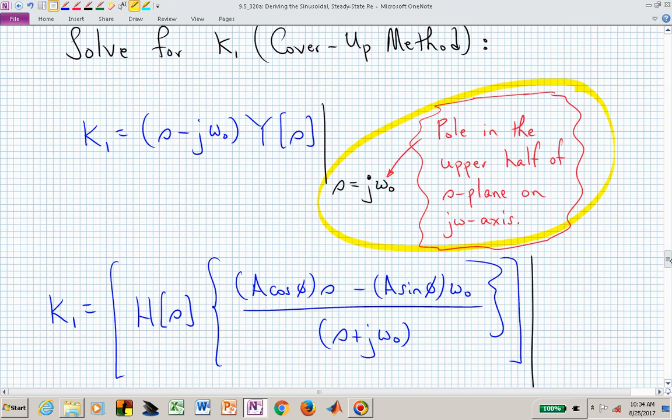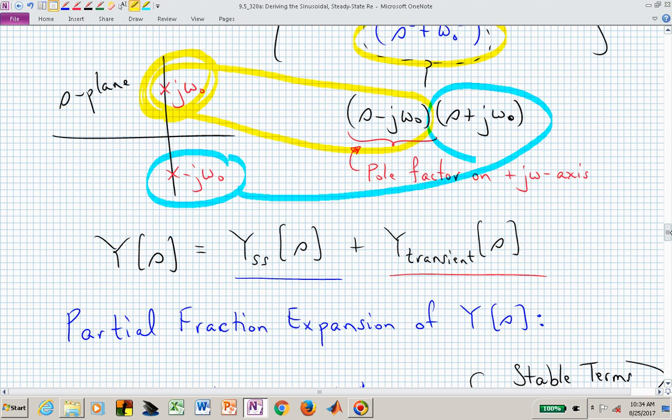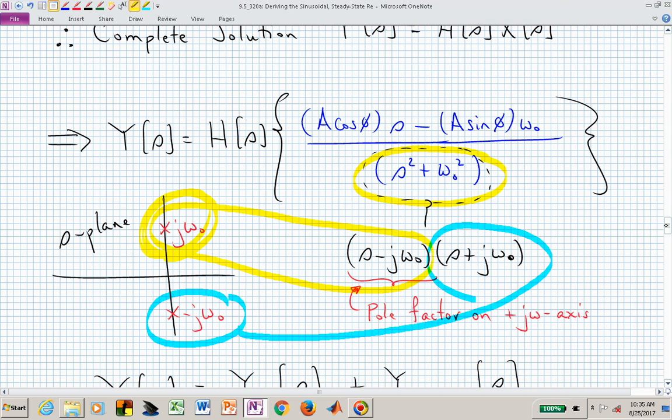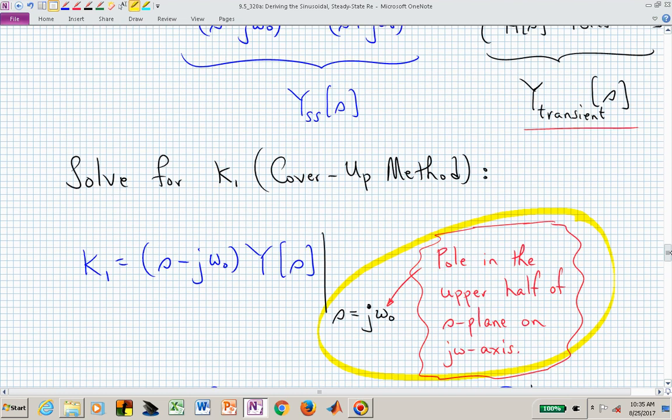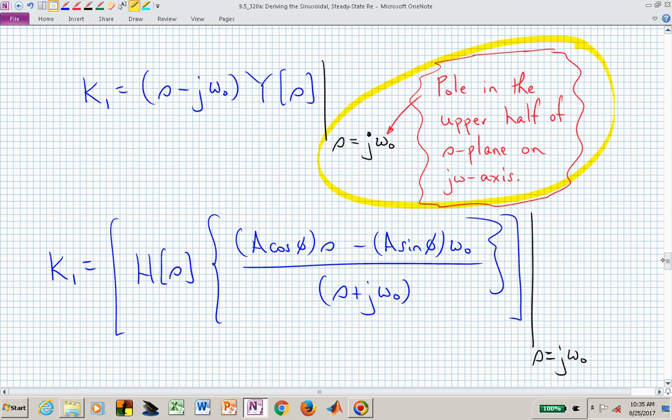Let's now replace capital Y of s with what we just found. Here's capital Y of s. It's H times this blue piece, which is the Laplace transform of our time domain sinusoidal excitation. And we want to evaluate that now at s equal to j omega naught.